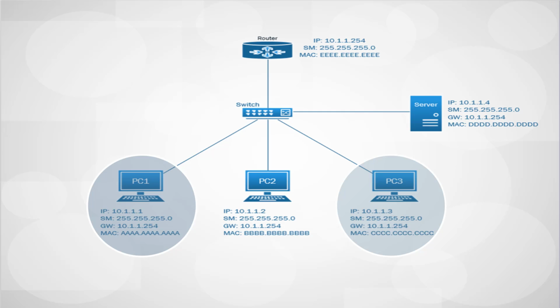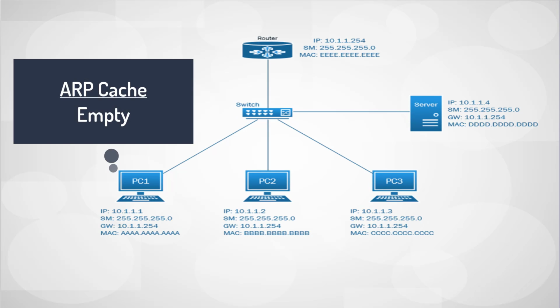So now PC1 is going to do a few checks. It's going to look and see, okay, I need to talk to 10.1.1.3. And it's going to look in its local ARP cache to see if it may have an entry already for that, which would be 10.1.1.3, and then the CCCC and a bunch more Cs. If it finds that, then it does not need to broadcast. They can immediately start talking to each other.